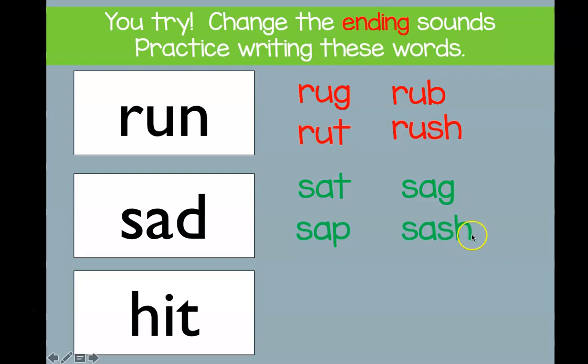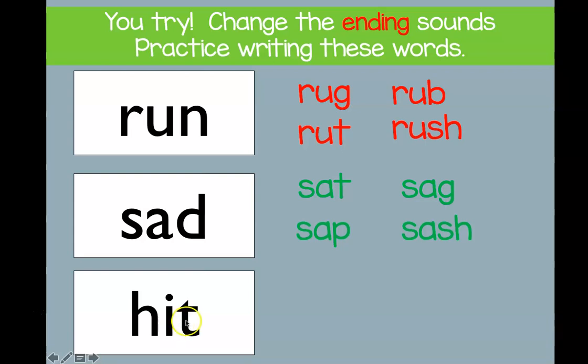Ooh, I got crazy with the SH. Shh. So now I have sash. Good job. If you got that one, I'll be mighty impressed. All right, let's do this last word, hit. Can you change the last sound, that last letter, to make a new word? Pause the video.